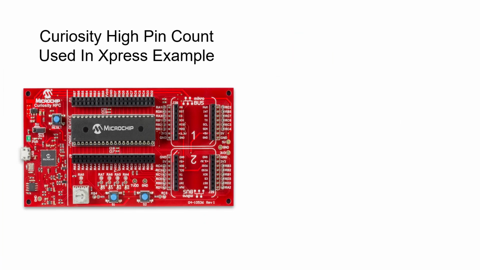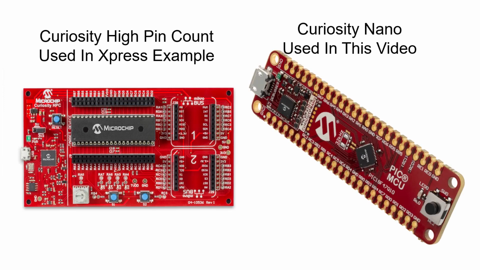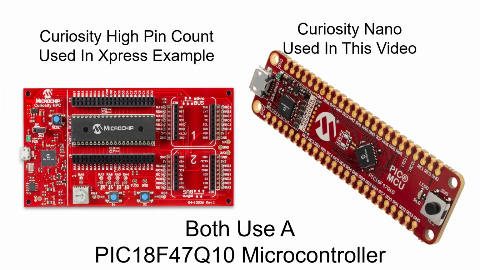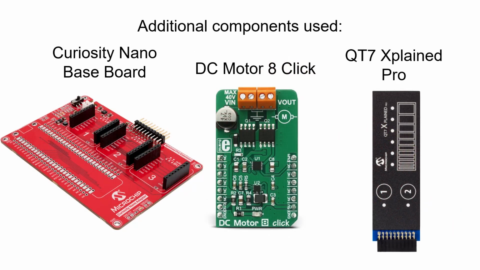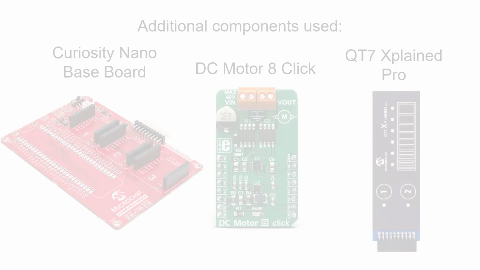Unlike the Xpress example that uses a Curiosity high pin count development board with a PIC18F47Q10 microcontroller, I will be using the PIC18F47Q10 Curiosity Nano along with the Curiosity Nano baseboard to accomplish the same goal. Additionally, I will also use a DC Motor 8 click board from MikroElektronika and also the QT7 Explain Pro development tool. Links for all the components used in this video can be found in the description as well.